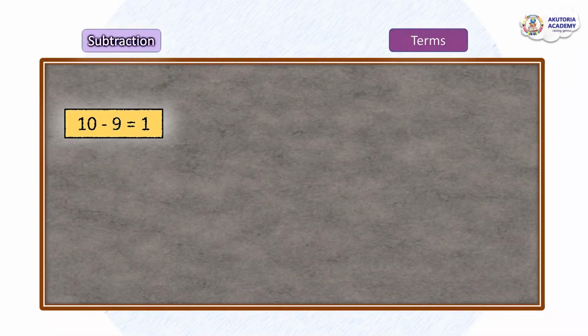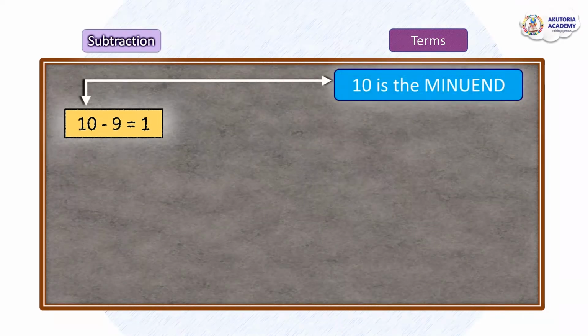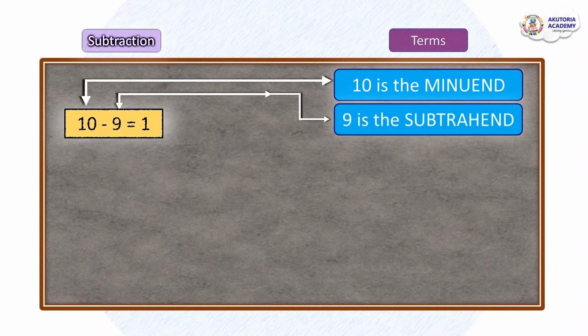Subtraction terms are quite different from addition terms. Our example here says 10 minus 9 equals 1. In subtraction, the number which we are to remove from or subtract from is known as the minuend. So number 10 is the minuend because we are to subtract or remove 9 from it. Number 9 in this equation is called the subtrahend. A subtrahend is the number that is to be subtracted or removed.